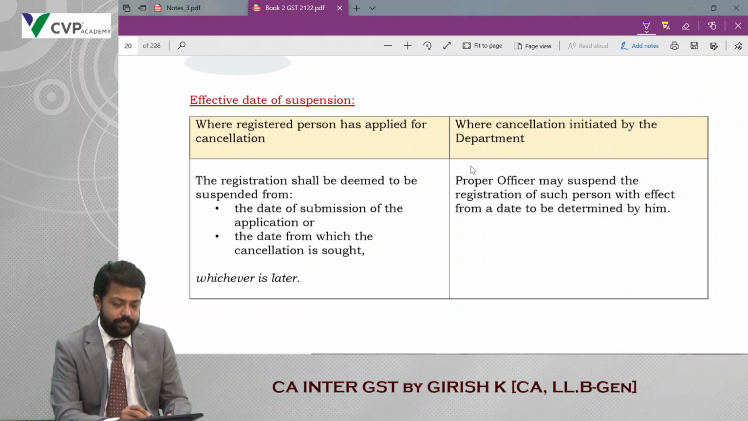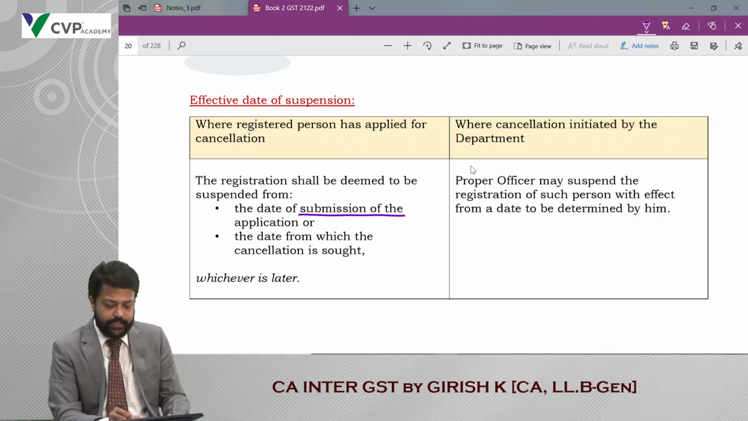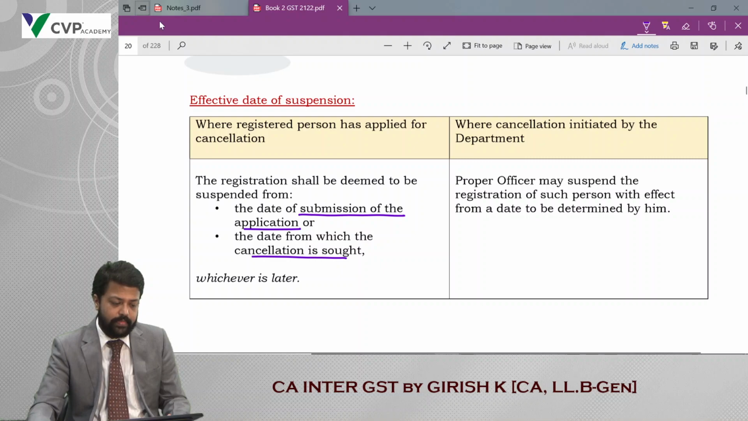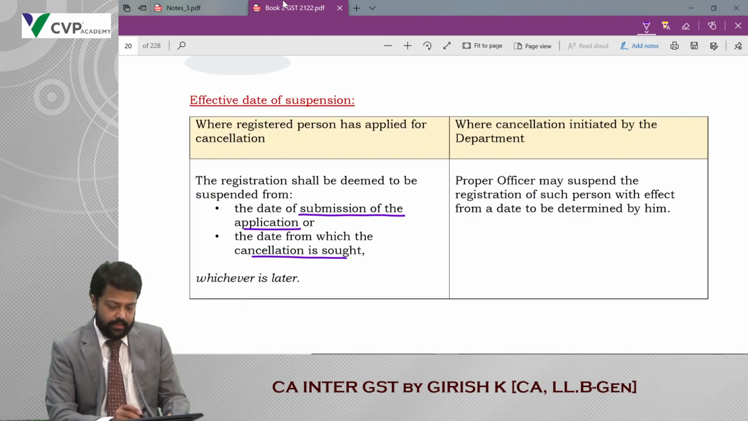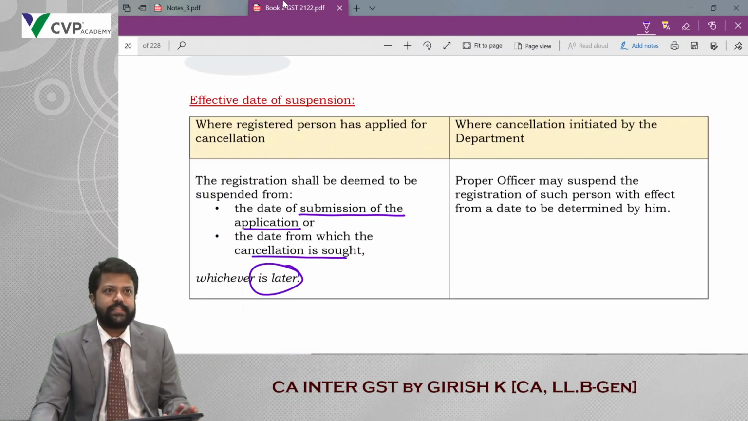So effective date of suspension: where the registered person has applied for cancellation, the registration shall be deemed to be suspended from the date of submission of the application, that is 1st April, or the date from which the cancellation is sought, whichever is later. Means in the application he mentioned that it should be cancelled from 1st March 22. Then whichever is later, which is then April, because he is making the application on 1st April.